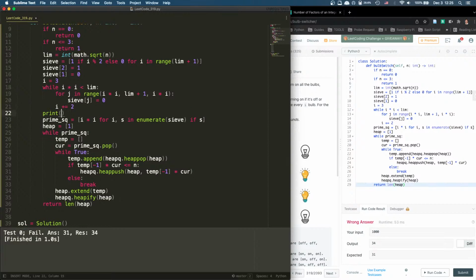Let's check the print. Okay. Primes. 1000. Yeah, I think I did this. 1031. Right? I don't think this is the problem. What is the problem? Duplicates. Probably duplicates.